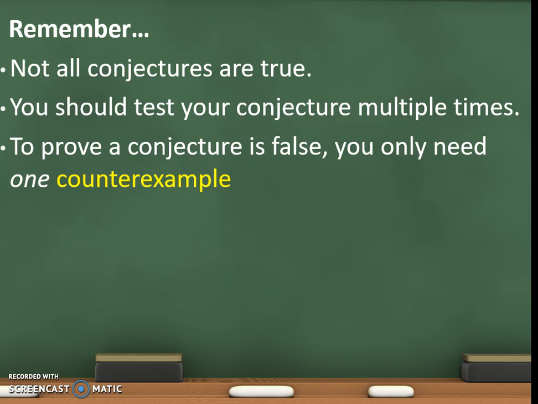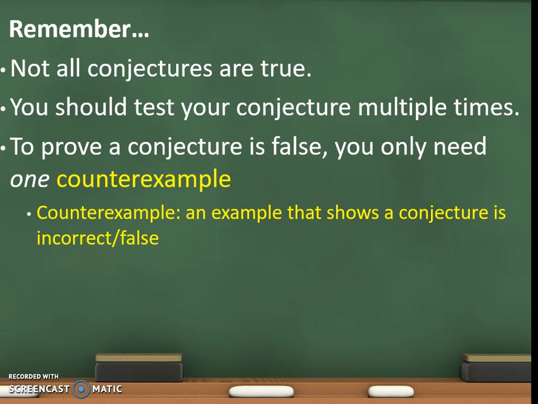So that's a new vocab also. Counterexample. A counterexample is an example that shows a conjecture is incorrect or false. So after you use observation, which is called inductive reasoning, and you see that conjectures are false, you can counter that and prove that it's wrong by using one counterexample that shows that it is false. And you basically explain with an example why this conjecture, this prediction, is incorrect. So that's called a counterexample.